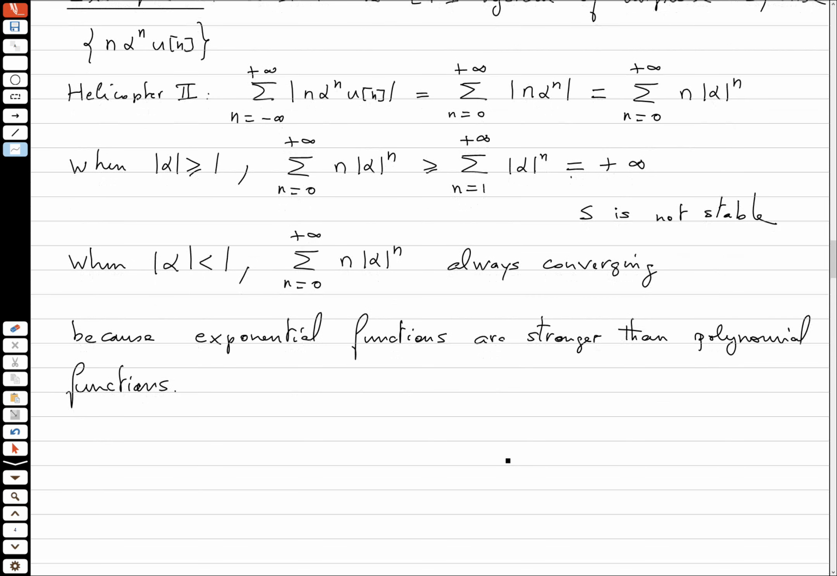So conclusion: this system is stable if and only if alpha is less than 1. So the n is not going to be of any disturbance. All right. This is the end of chapter 1.